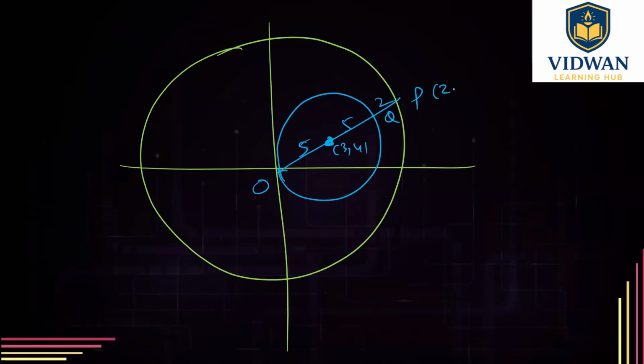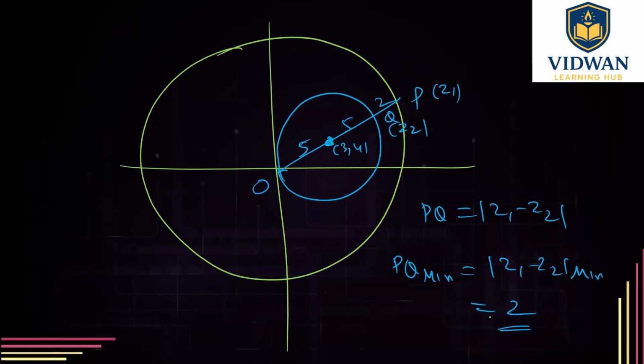So clearly P is Z1 here, Q is Z2 here. PQ minimum. PQ is mod of Z1 minus Z2. So the minimum distance is mod of Z1 minus Z2 minimum. And clearly you can see that that value will be 2.